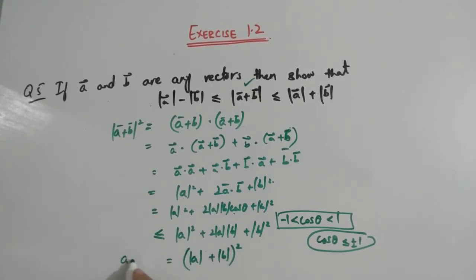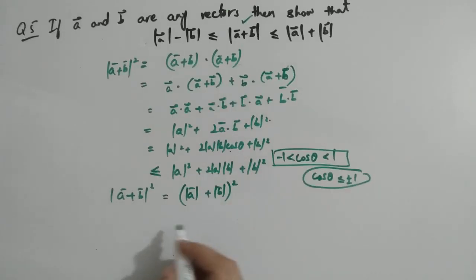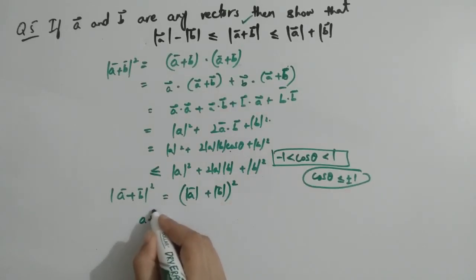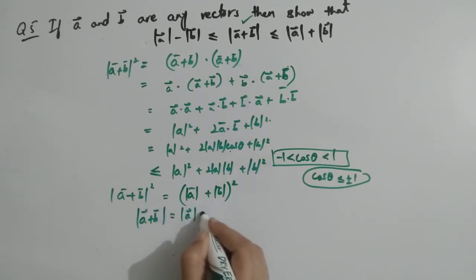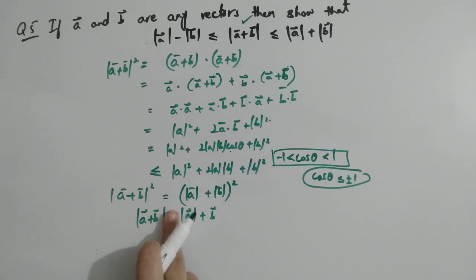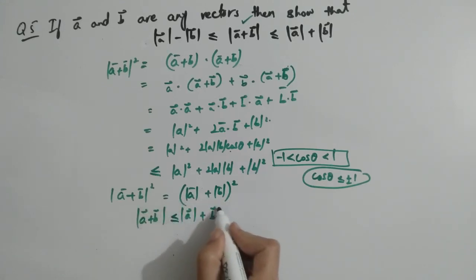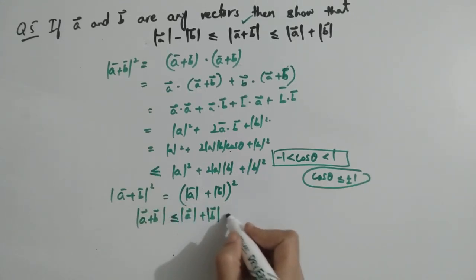The left hand side was |a + b|². This will give you |a + b| less than or equal to |a| + |b|. This is equation number 1.